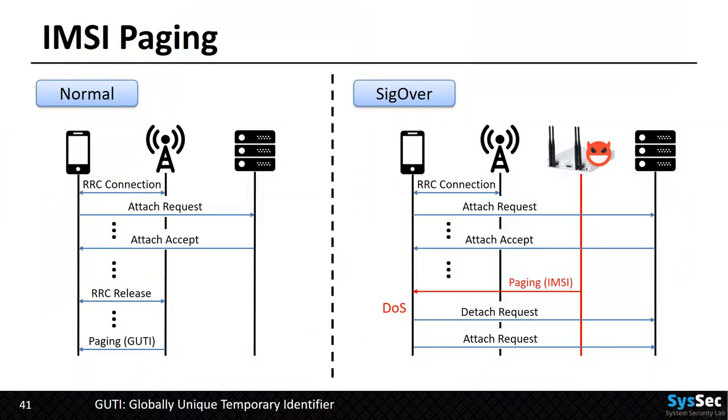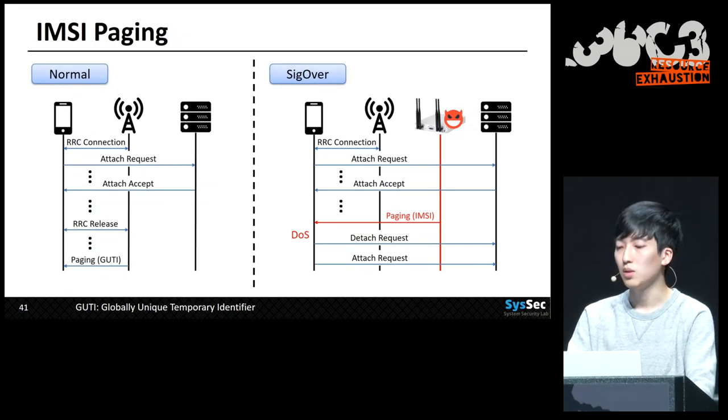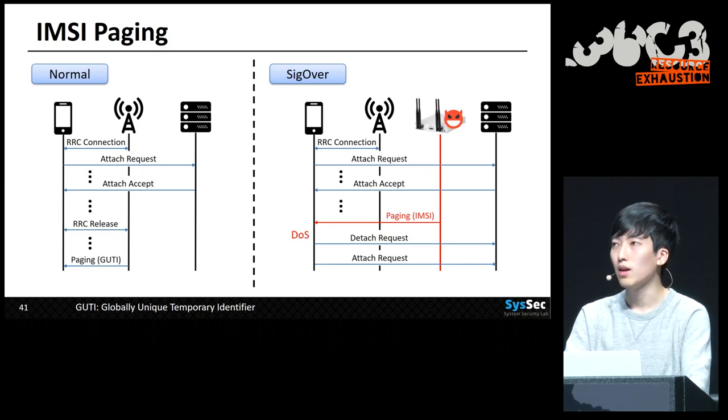Okay, the following is an attack using inject paging. In the figure on the left, a UE that is normally attached is released to the idle state by releasing the radio connection when not using LTE data. At this time, if there is a service request for the UE from the network, the base station sends a broadcast message, paging, to inform the UE. The identifier used at this time is a temporary ID of the UE called GUTI. However, if paging is sent using the unique ID of the UE called IMSI, the UE will disconnect and reattach according to the behavior defined in the standard. This allows a DOS attack on the UE that is using the LTE service.